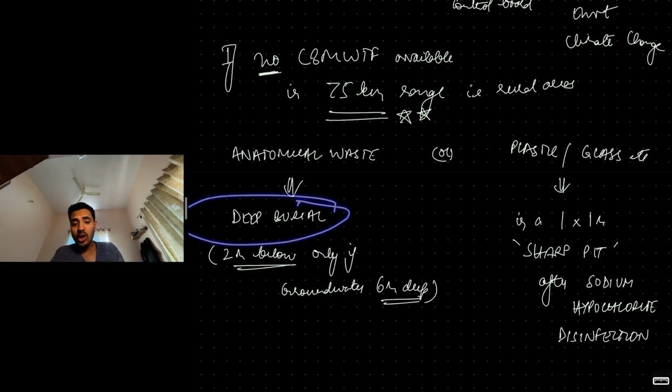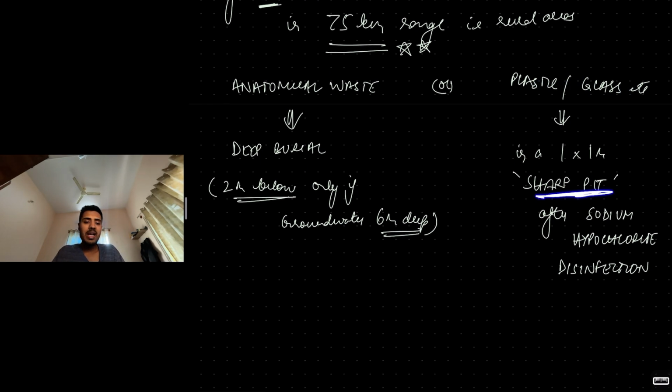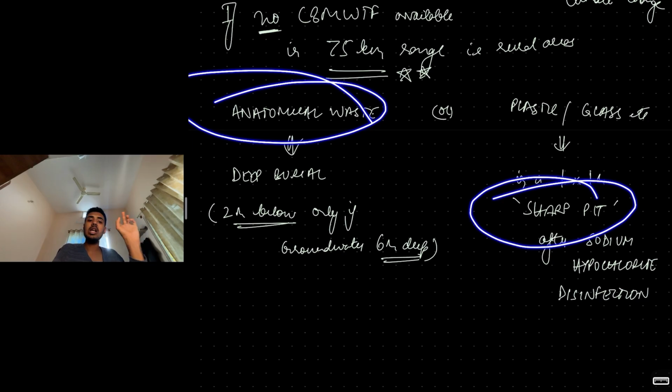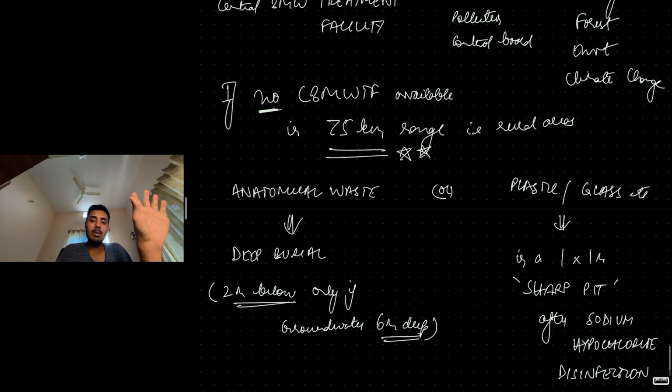And for all the other waste such as syringes, gloves, plastics, glass, all that stuff, you'll just put it into sharp pits. These sharp pits are basically just 1 by 1 meter pits with a cover. You'll just put all the biomedical waste, let it accumulate, disinfect with sodium hypochlorite, and eventually someone from 75 kilometers away, some 90 kilometers away will come, pick up everything that is in the sharp pit, and take it. So the temporary solution is in the form of sharp pits, but not for anatomical waste. Anatomical waste like fetuses, placenta has to undergo deep burial if there is no central biomedical waste treatment facility in the surrounding 75 kilometers.